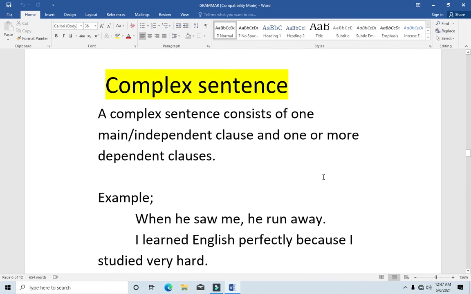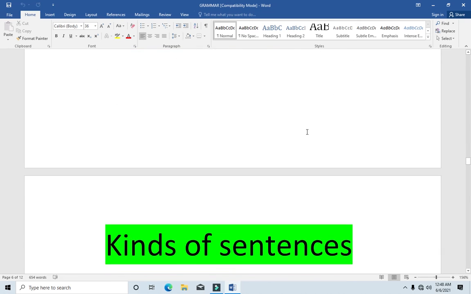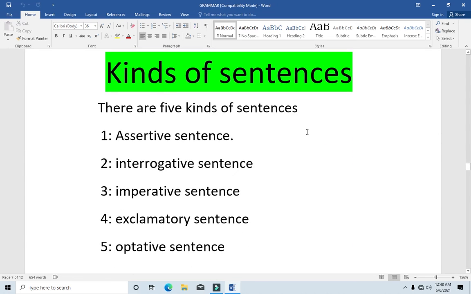So now the other is complex sentence. A complex sentence consists of one main or independent clause and one or more dependent clauses. For example, when he saw me, he ran away. And the other example, I learned English perfectly because I studied very hard. So these are the examples of complex sentences and consist of one main clause and one or more dependent clauses.